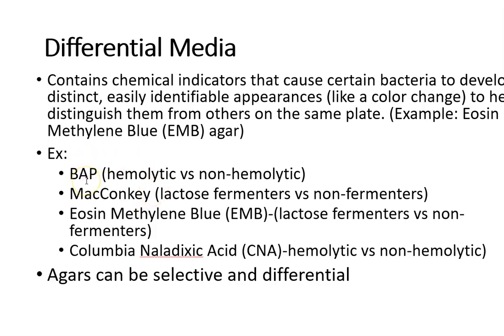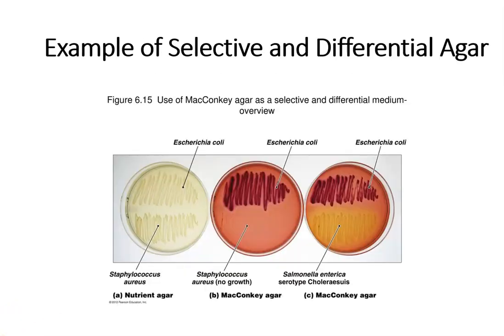The blood agar plate I mentioned already. You can look at hemolytic versus non-hemolytic very, very quickly. Is this an alpha hemolytic organism or is it a beta hemolytic? Do I have a strep throat? That's a real easy way to pick out a strep throat, okay? And again, the CNA will do the same things. And so the agars can be selective and differential. So let's take a look at this.